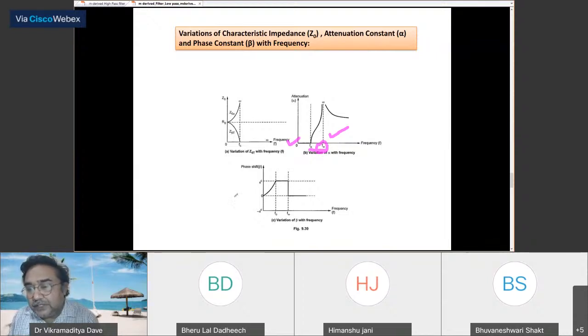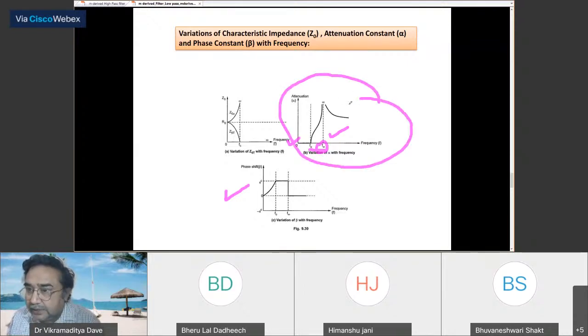Similarly, the phase shift property will remain as it is. That is, in the pass band you will have a phase shift which follows the sine inverse curve, while in the stop band it will always remain pi. So the only change is in the attenuation, which is there due to the use of this m ratio. That is why they are the m derived filters.